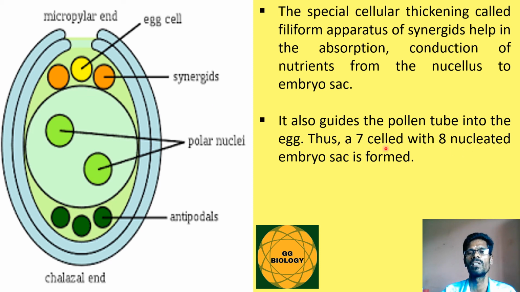Thus a 7-celled, 8-nucleate embryo sac is usually formed. So we get a 7-cell but 8-nuclei structure in the embryo sac. 1, 2, 3, 4, 5, 6, 7, a 7-celled embryo sac with 8 nuclei is formed. So with that the structure of the gynoecium is over.